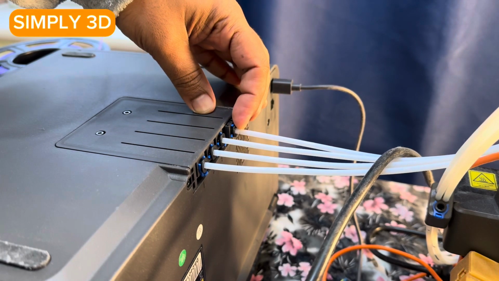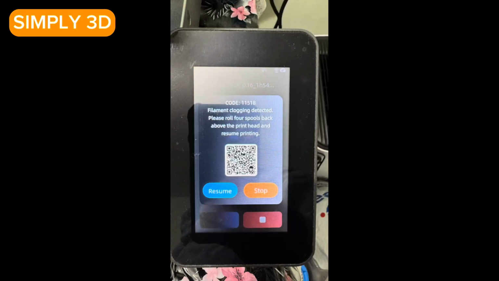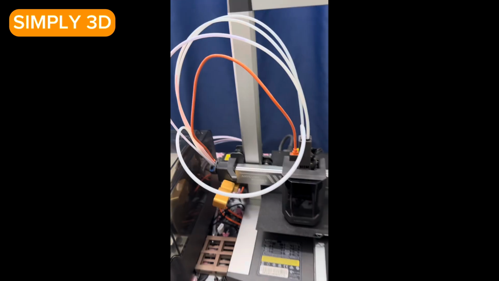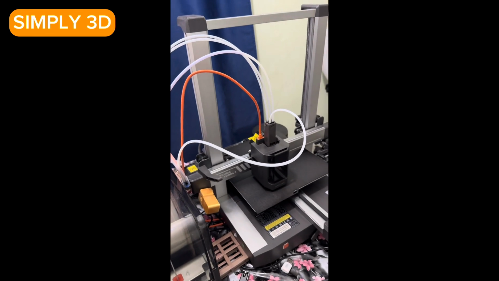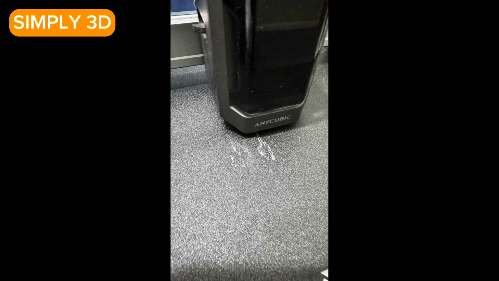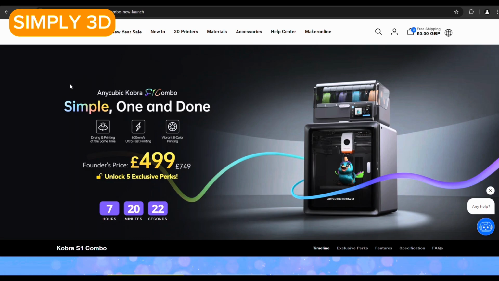I suddenly got this message that the filament is clogged and the PTFE tube started bending a lot. The extruder was trying to extrude the filament, but the Ace Pro was holding it back and that's how it would print.